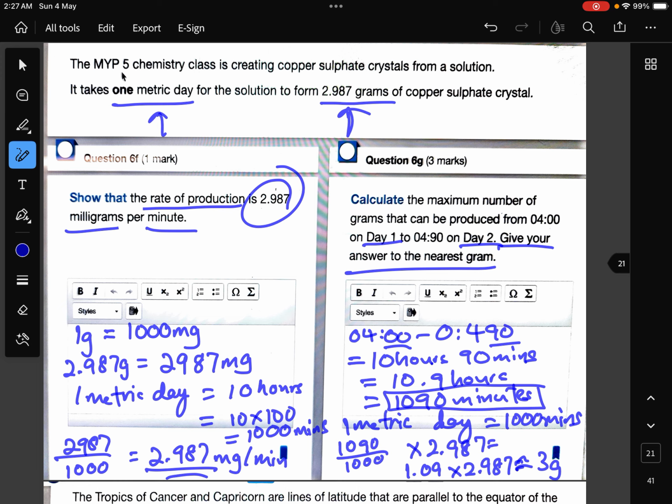1,090 minutes, and we do know that 1 metric day is the equivalence of 10 hours, which could also be converted into minutes. So in a nutshell, we have to convert the same units for both the metric day that we calculated and for the time of the duration for this particular question. So you could do it in minutes, you could do it in hours. Generally both will be fine.